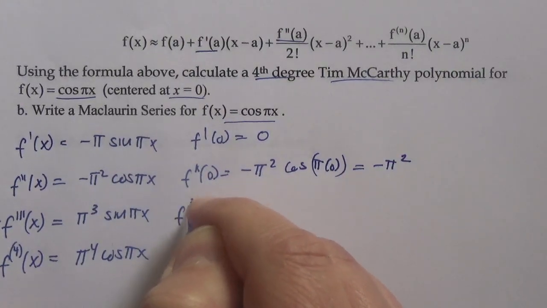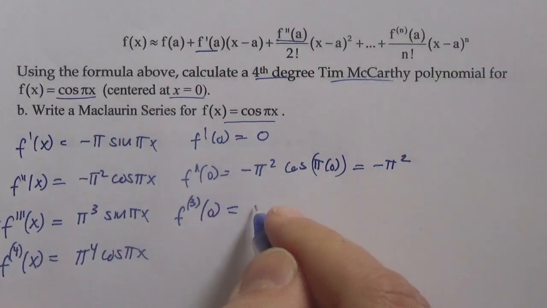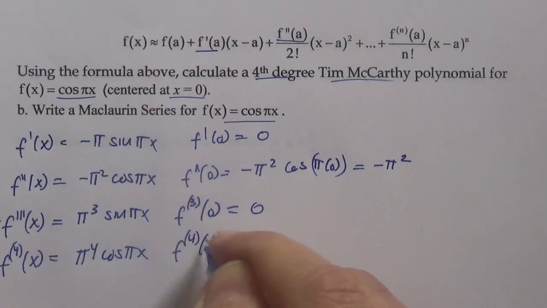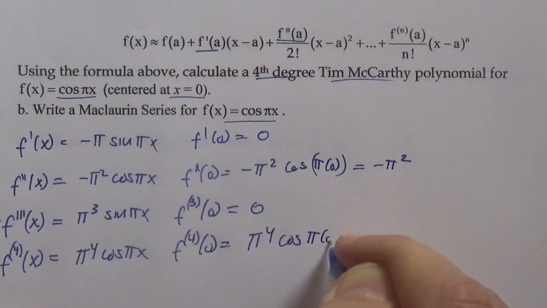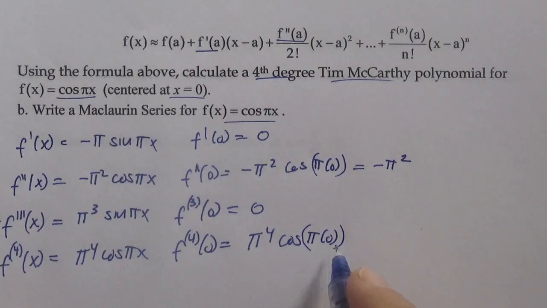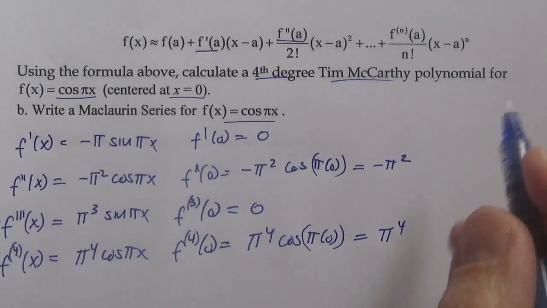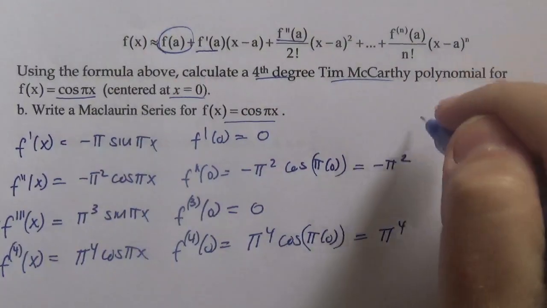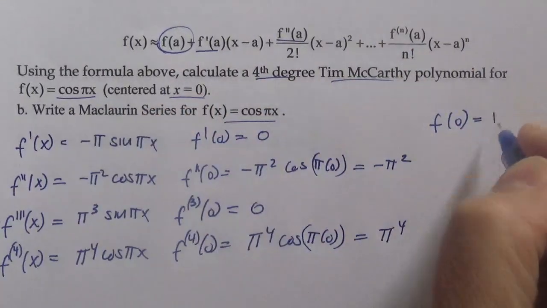The third derivative at 0, well, the sine of 0 is 0, so this term goes away. And the fourth derivative at 0 is going to be pi to the fourth cosine of pi times 0. Pi times 0 is 0, the cosine of 0 is 1. 1 times pi to the fourth is pi to the fourth. I also need to know the function value at 0, so I'll just write this over to the side, f of 0. Plug in 0 to this thing, you just get 1.